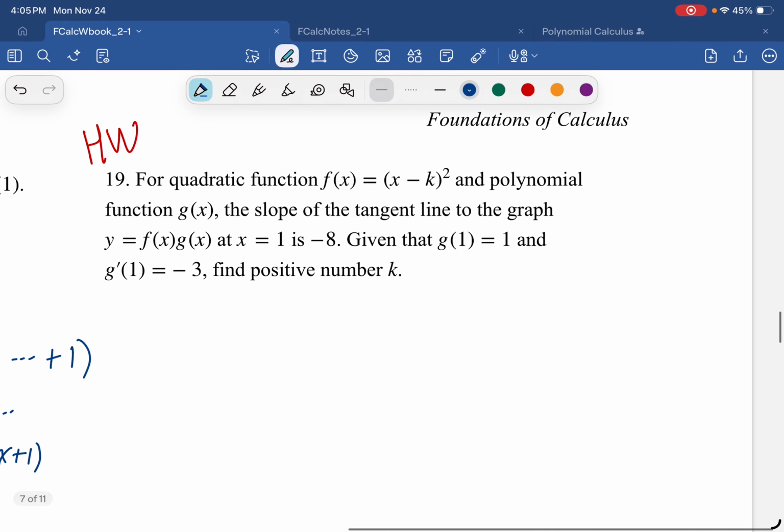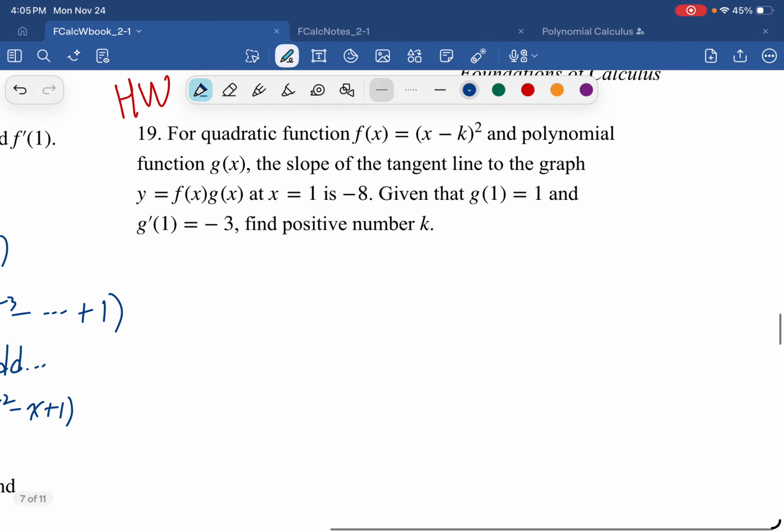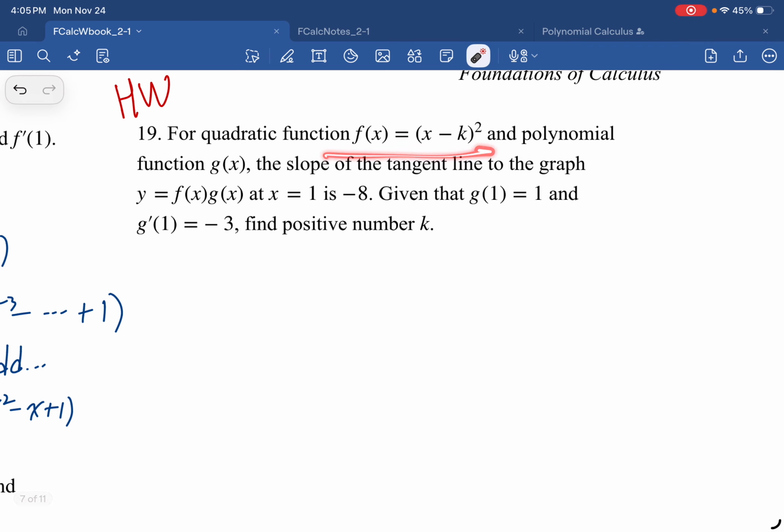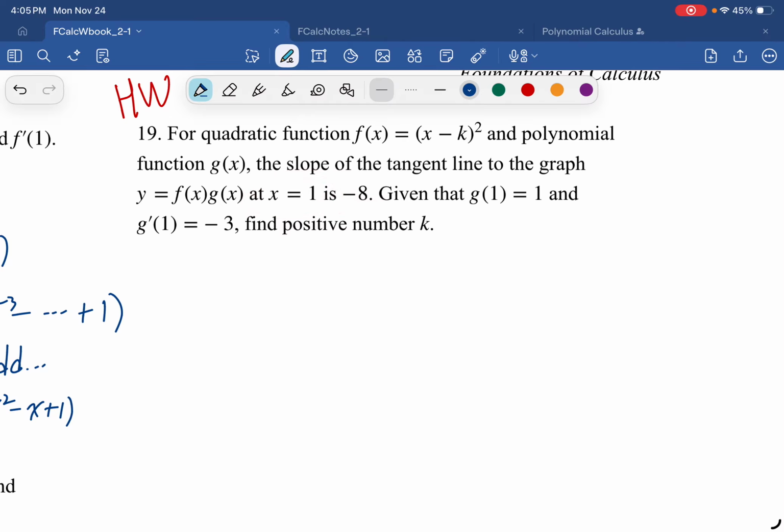All right, number 19, we have the function f of x here and a polynomial function g of x. We don't know exactly what, but we have these two multiplying, and the slope of the tangent line at x equals negative 1 is minus 8. So we need to find the value of k. So y prime is going to be f prime of x g of x plus f of x g prime of x.